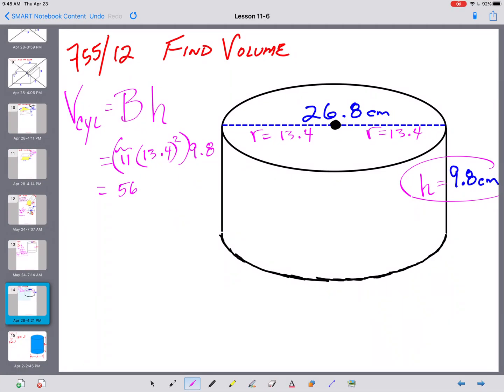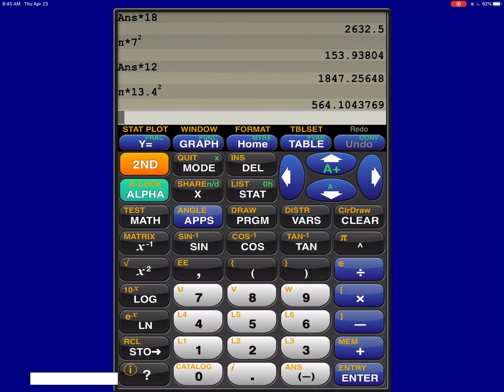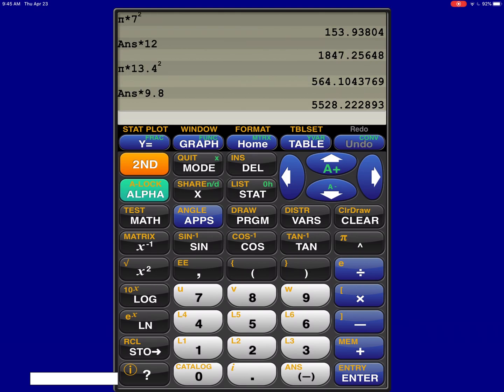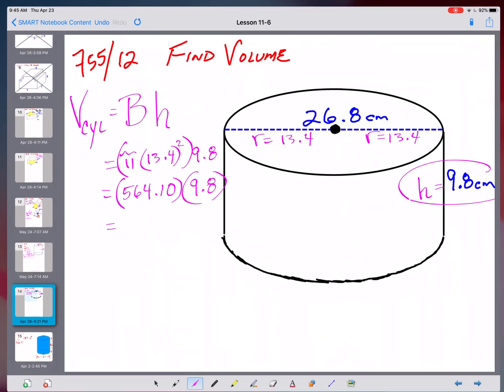Okay, 564.10 times the height, which is 9.8. Take that number, multiply it by 9.8. Now let's get rid of one of those multiplications. There we go. Looking good. There it is, 5,528.